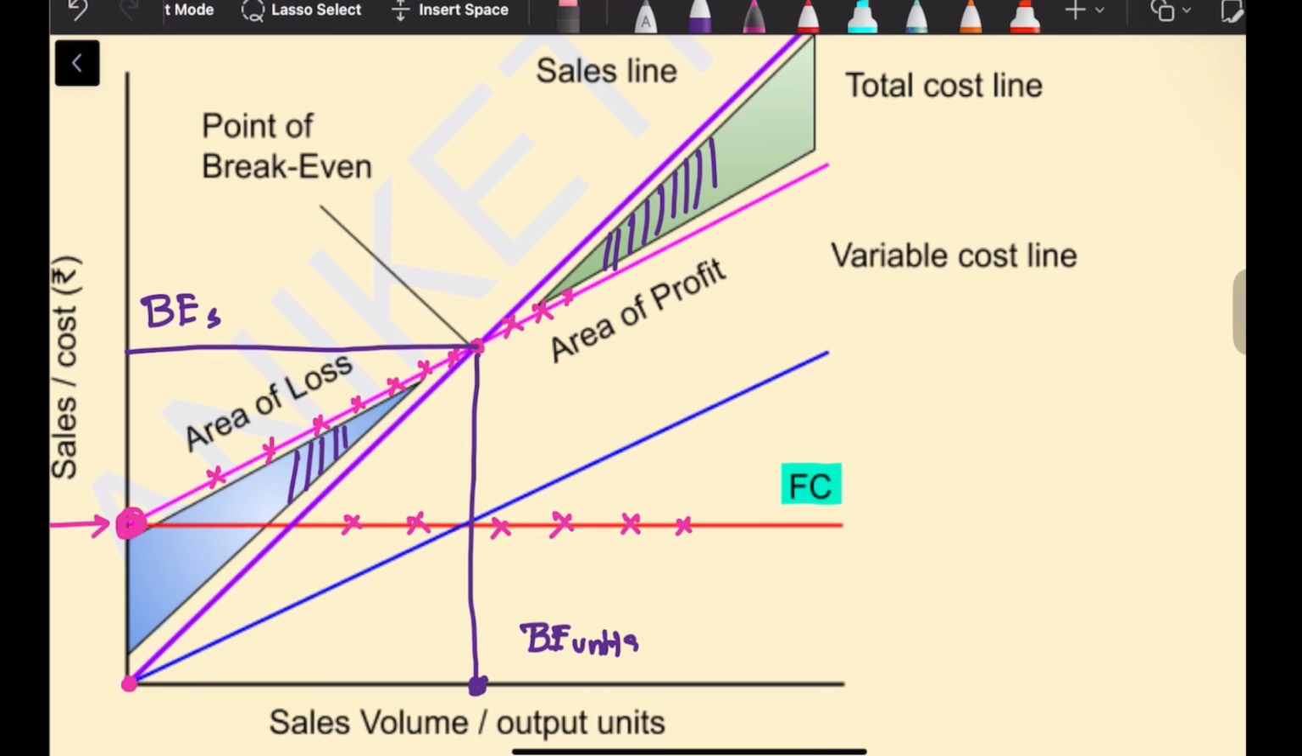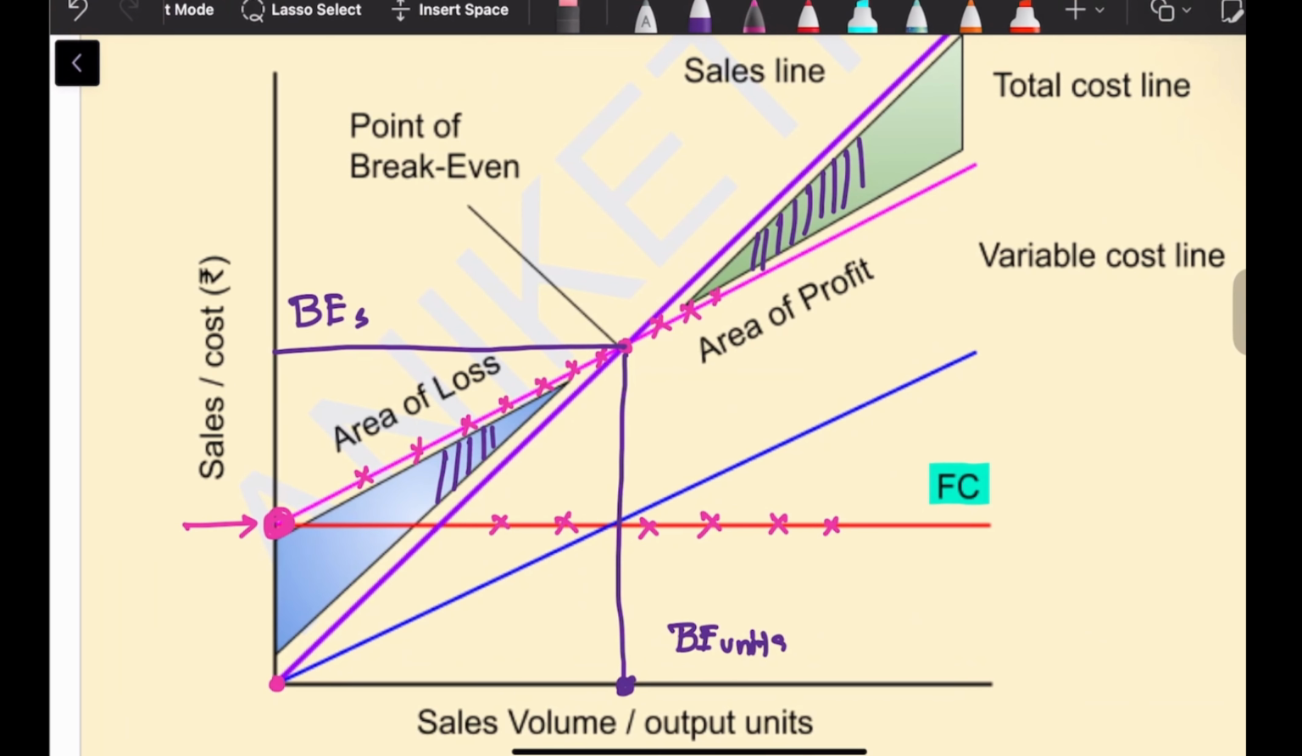So your sales is recovering both your fixed and variable cost. From this point onwards, you will start making incremental profit. This is the basic chart of your break-even. Hope it's clear. Next topic will be, how does the break-even point vary with change in various factors?